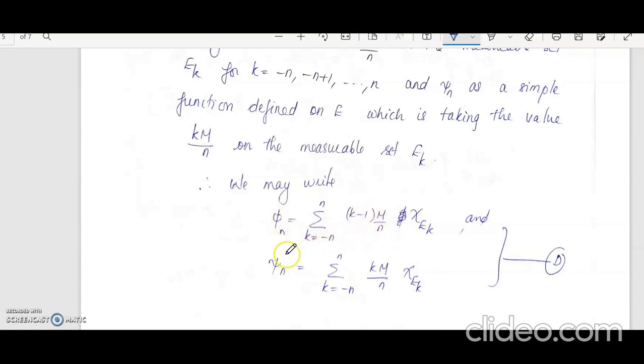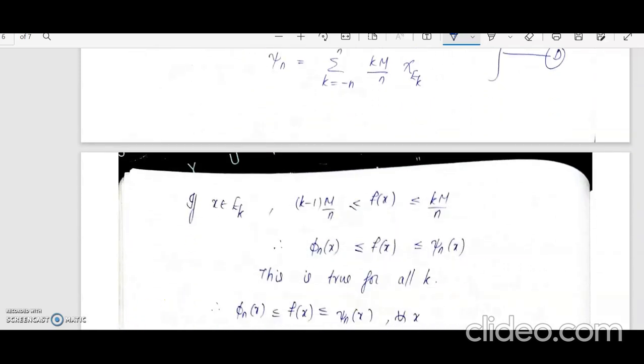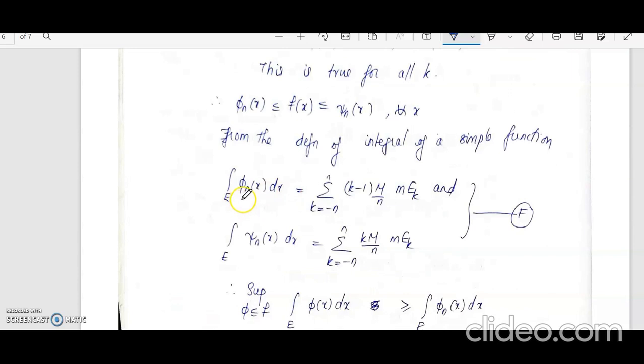So phi n and xi n can be represented in the canonical form as follows. Phi n will be summation of k minus 1 m by n chi of Ek, and xi n will be summation of km by n chi of Ek. Now the integral of phi n, by the canonical representation, will be summation from minus n to n of k minus 1 n by n m of Ek, and the integral of xi n will be summation of km by n m of Ek.